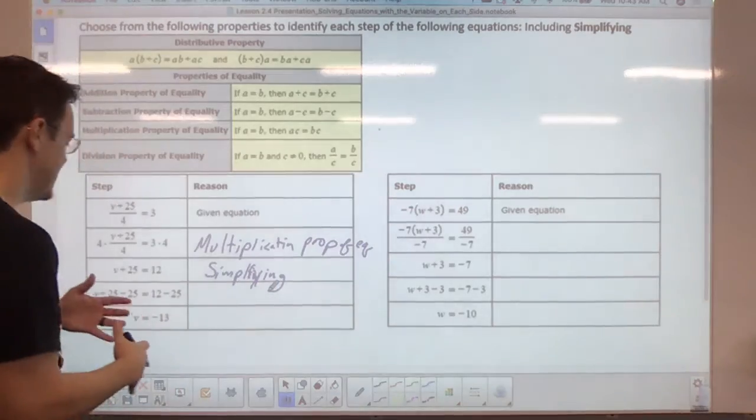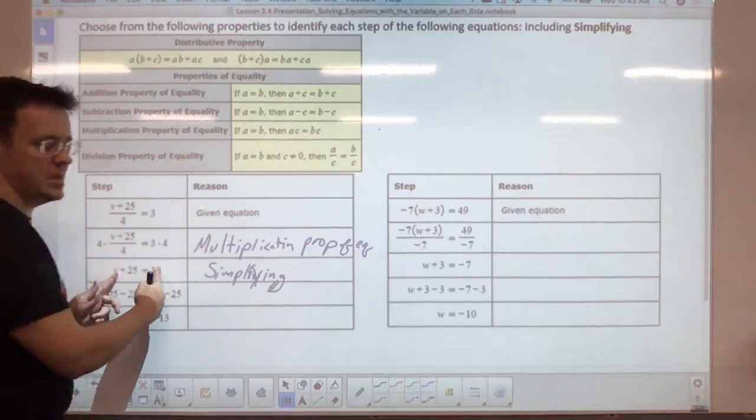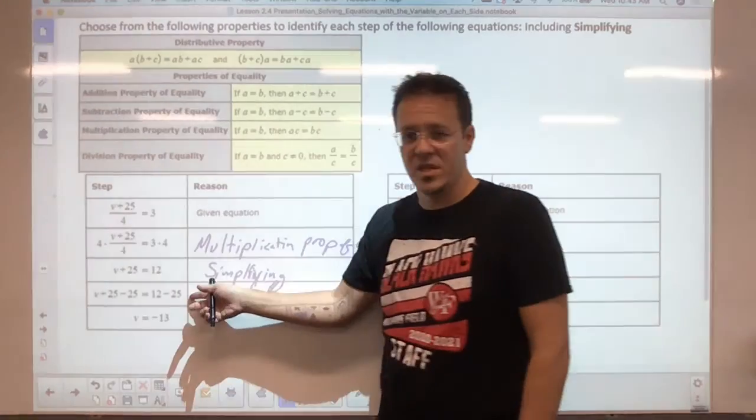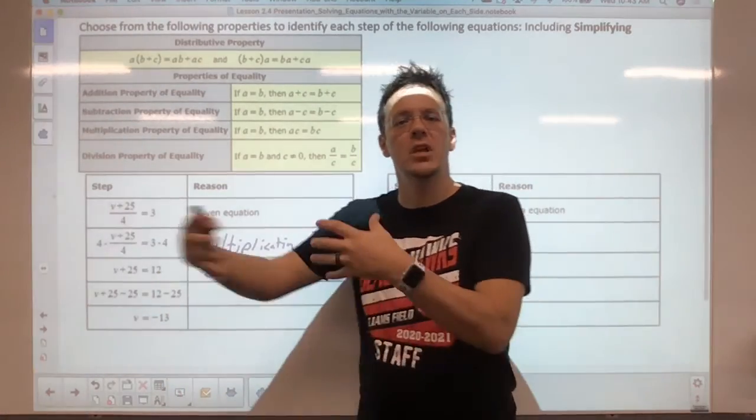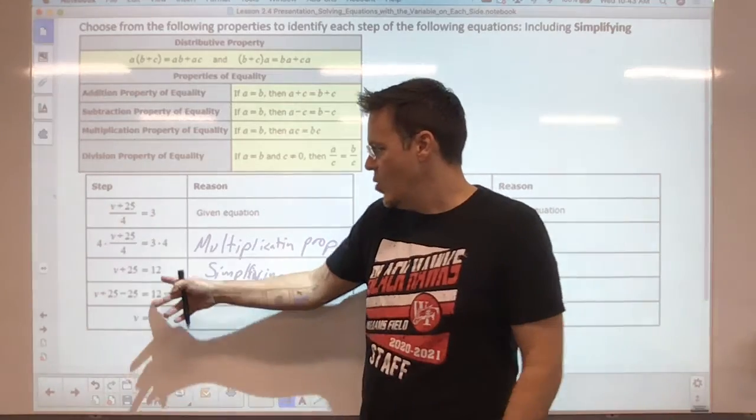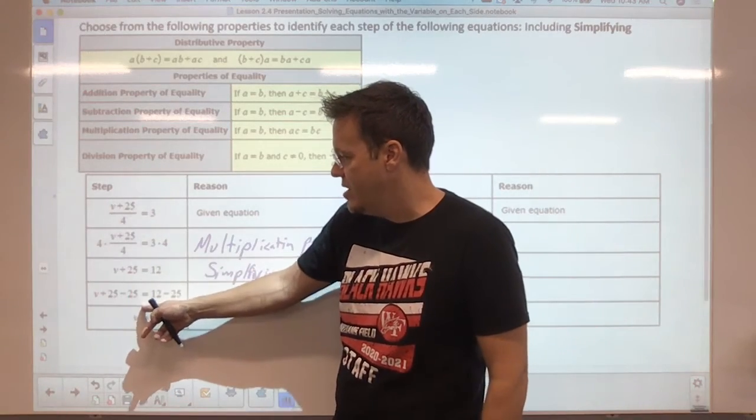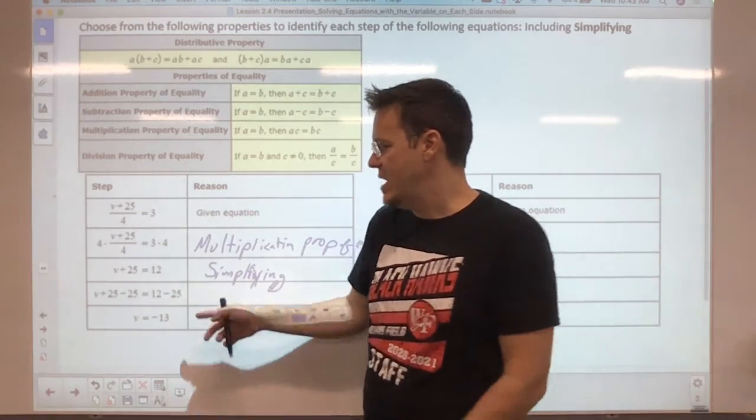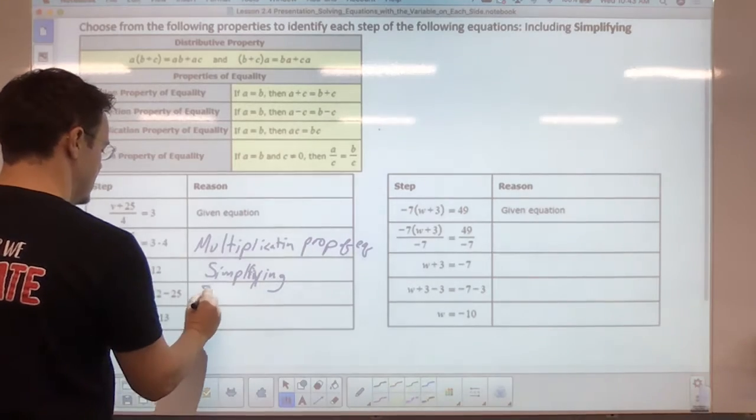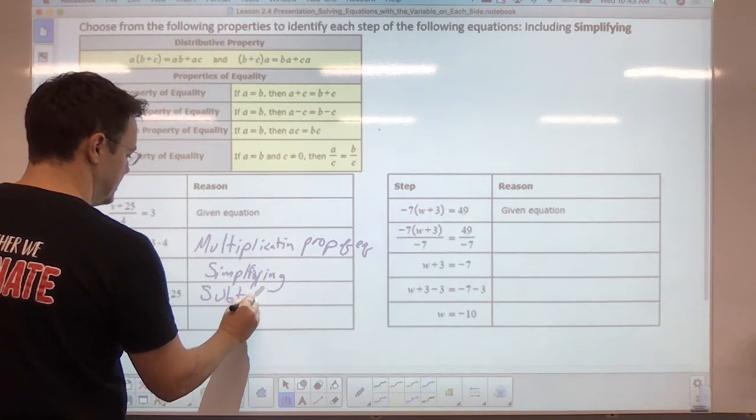All right, so next step. How would they go from here to this equation here? What are they adding, or what are they putting into the equation? If you drop it straight down, it looks like they put in a subtraction sign. So this would be subtraction property of equality.